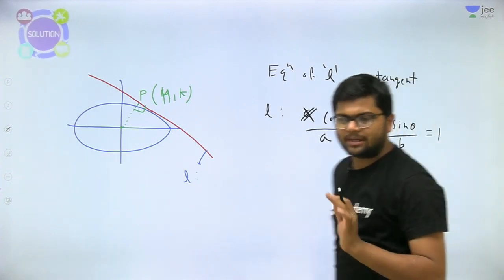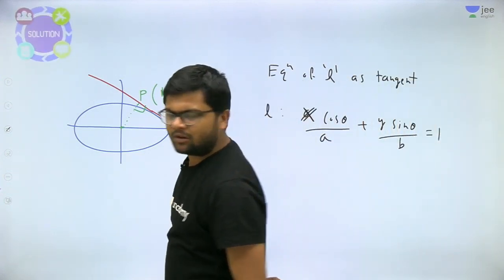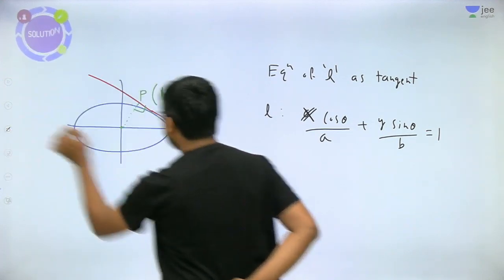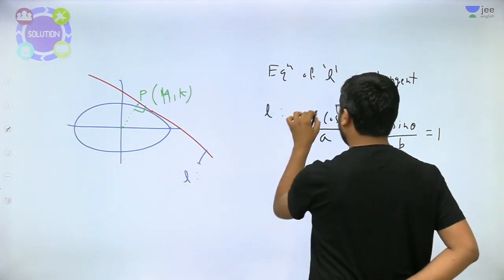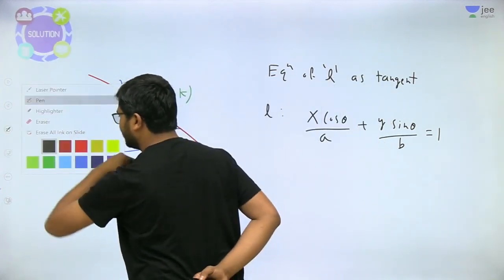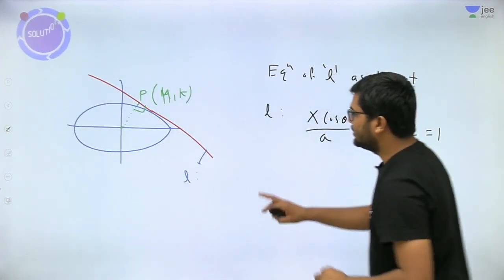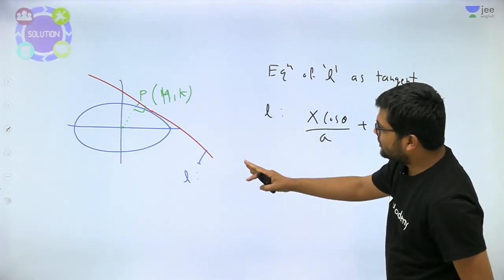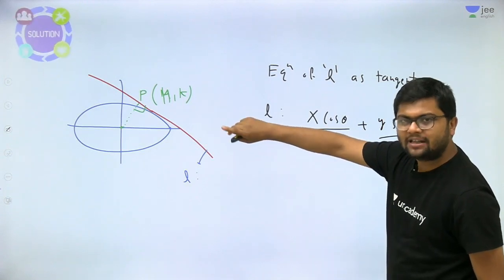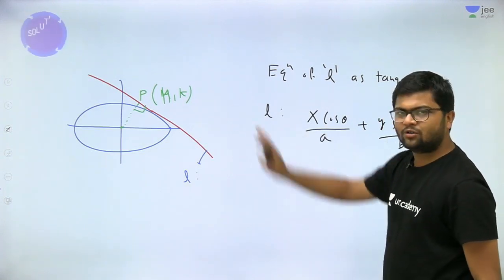Yes or no? Everybody getting my point? Wonderful students. So this is the equation of tangent from the point of view of point of tangency. Now since this green line has slope k upon h, this red line will have the slope of minus h upon k because it is perpendicular to the line.